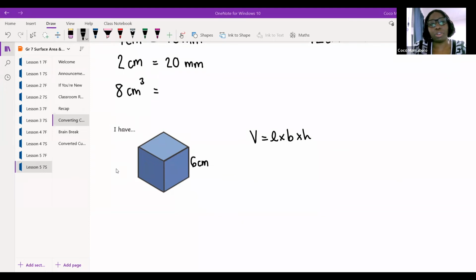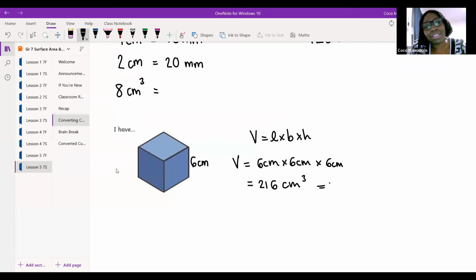Excellent, so my volume is equal to 6 centimeters times 6 centimeters times 6 centimeters, which is equal to 216 centimeters cubed. And that's the same thing as just writing 216 and then I add 3 zeros: 1, 2, 3, millimeters cubed. No worries, yes, you can. All right. We're going to do another example, and watch what we do.